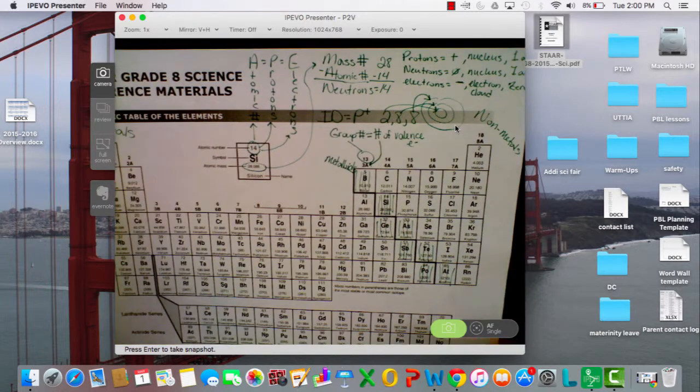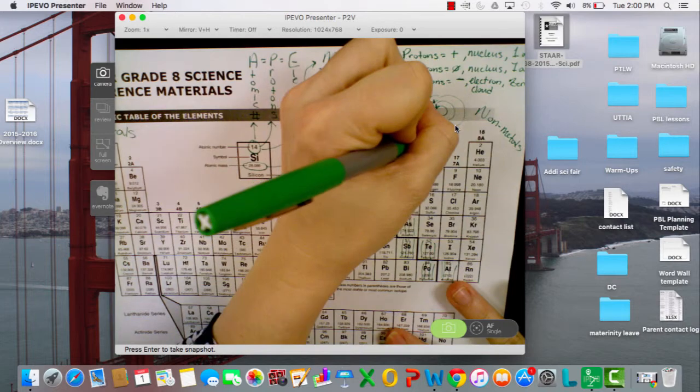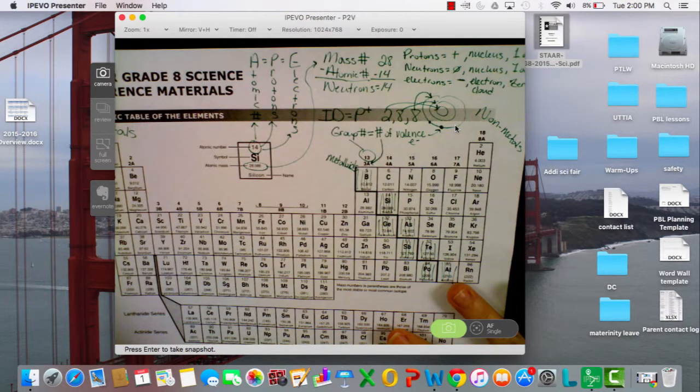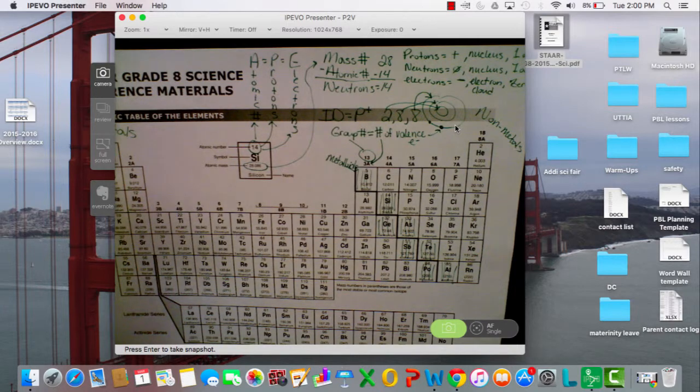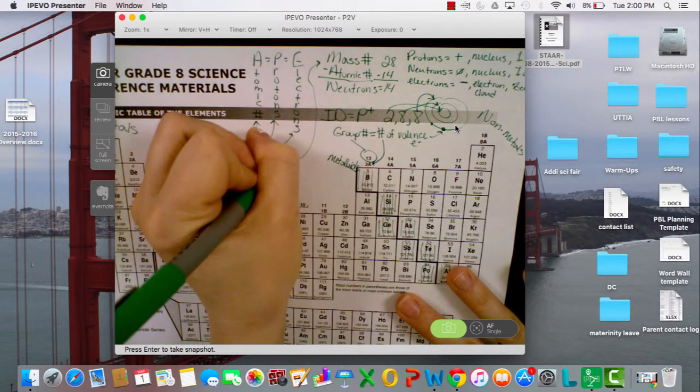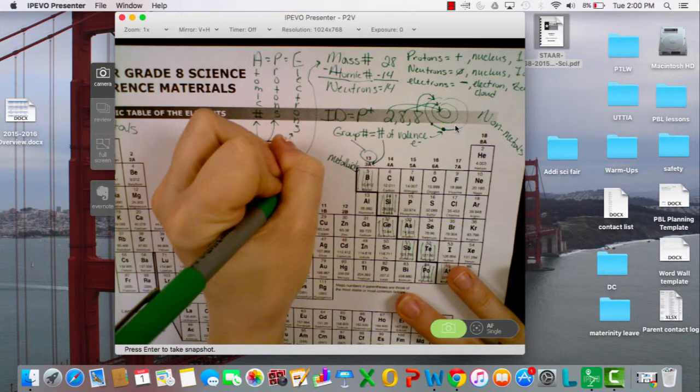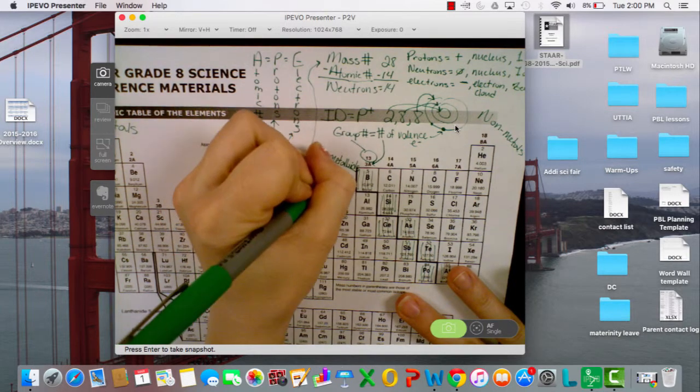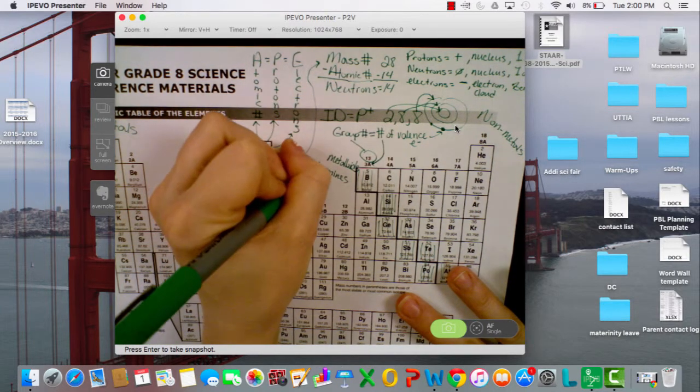All right. So remember, valence electrons are the electrons in the outermost energy level. And valence electrons are the ones that determine our reactivity. So let's write that here. Val E determines reactivity.